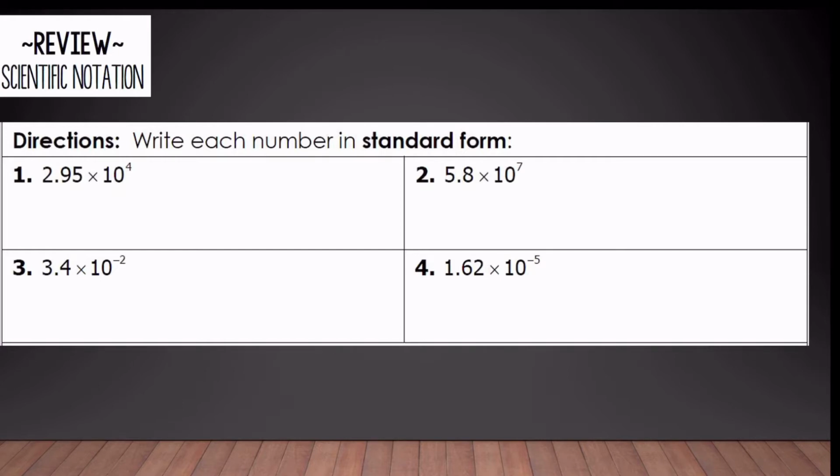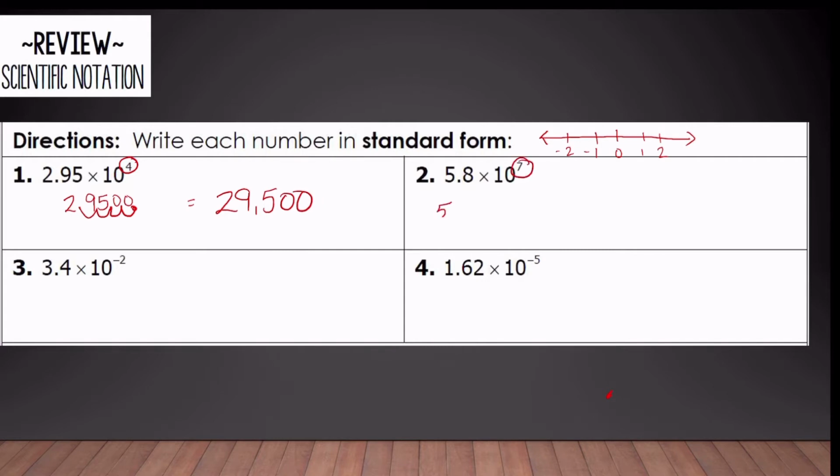Okay, remember what we want to think about. Think of your number line, okay? Think of 0. The right side are all your positive numbers. The left side is all your negative numbers. So since I have a positive exponent, I'm going to take my decimal point and go towards the right. So I just went 4. I've got to put my zeros so that my number is 29,500.